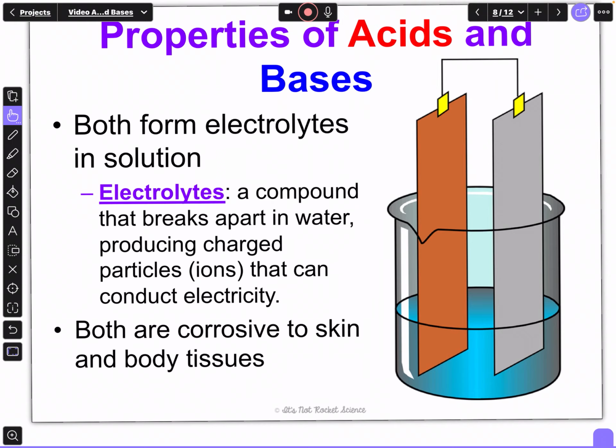But a big part of our chemicals are either acids or bases, because not nearly as many chemicals are considered neutral. They're considered either acidic or basic.